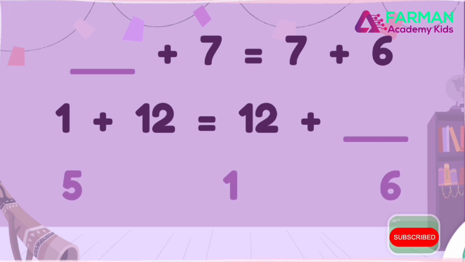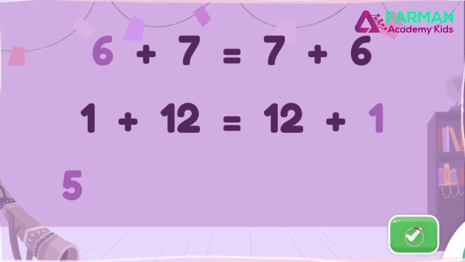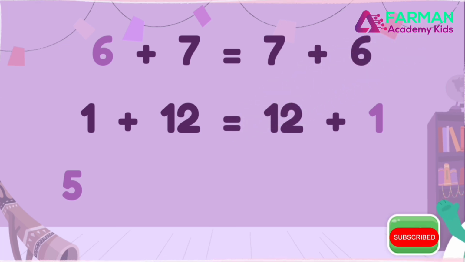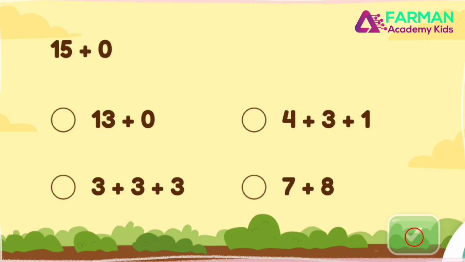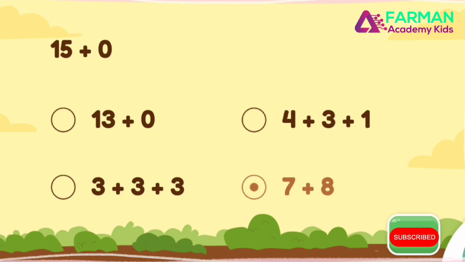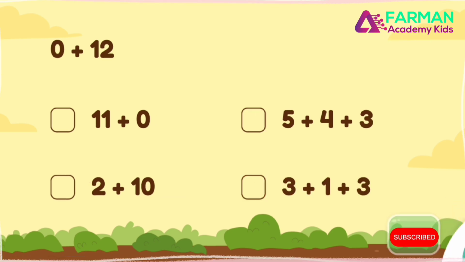Fill in the blanks with the correct numbers. Great job! Both sides equal 13. That means that both sides equal each other. Find the equation that equals 15 plus 0. Great! 7 plus 8 equals 15.